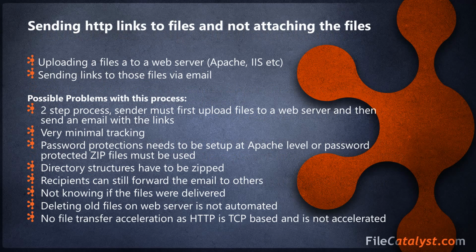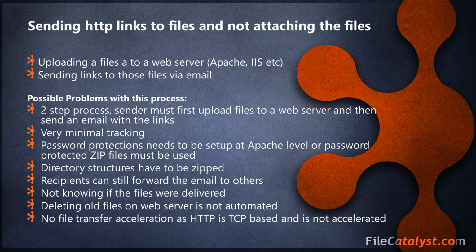So one way some people get around all of these problems is to install some kind of web server, like Apache or IIS, and just drop files into the web server and then send those links out via email to our customers. Well, that works great, but here are some problems. First of all, it's a two-step process. First, the sender must upload some files to the web server, then figure out the link, and then send that link to the recipient. Again, you have very minimal tracking here.